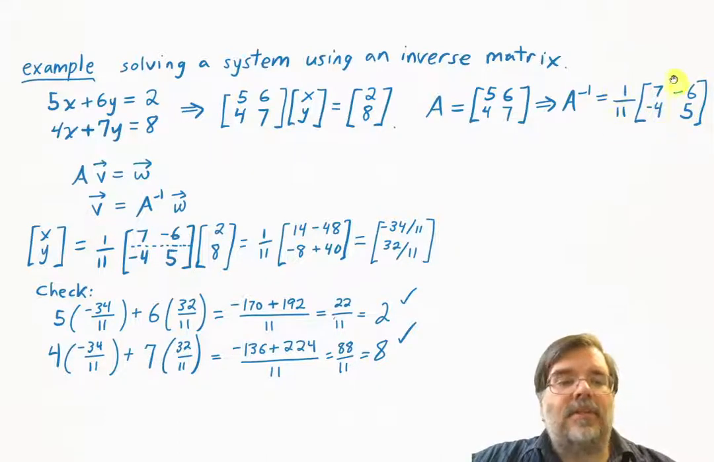And then we multiply this inverse matrix times the vector W. Right, so again, partition. 7 times 2 minus 6 times 8. Right, and in this case, I'm going to go ahead and multiply that by 1/11 there. And then -4 times 2 plus 5 times 8. It's -8 plus 40 is 32, and then multiply by that 1/11 there. And so this is your solution to this system of equations.